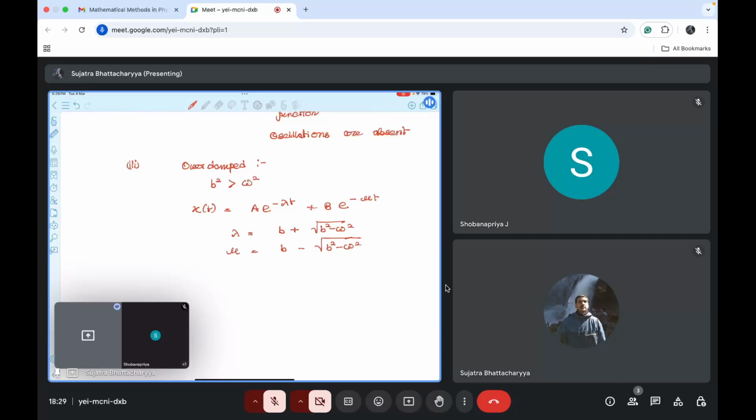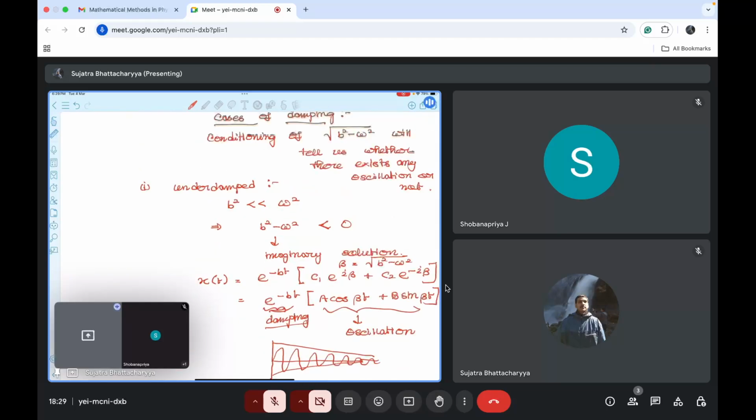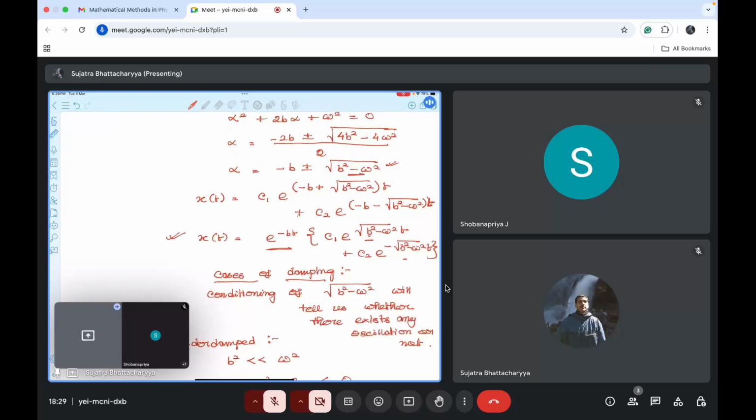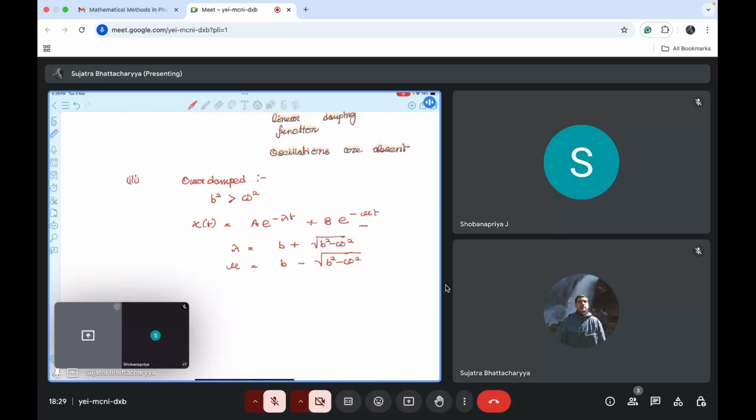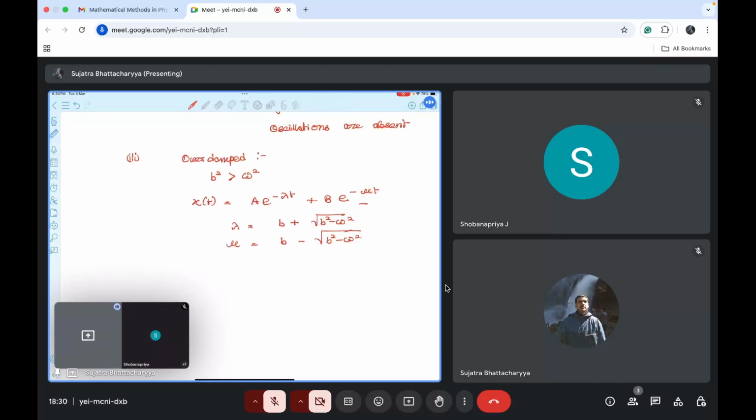So you can clearly see that if you put lambda over here, it will be minus b minus root over b square minus omega square. And in the second term, mu becomes this, so it will be minus b plus root over b square minus omega square. Exactly the same solution we have discussed here. We are just writing the same thing.